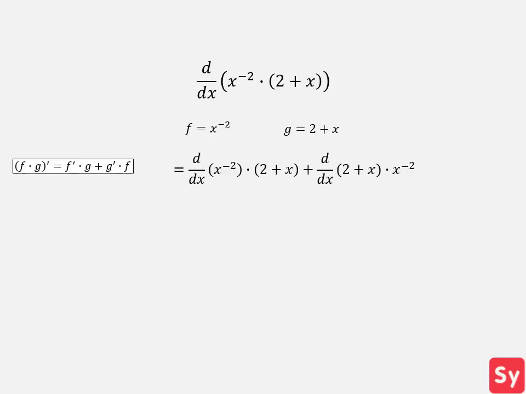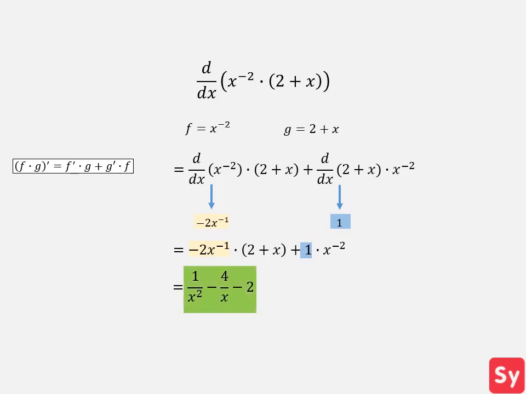We will first compute the derivative of x to the negative 2. Using the power rule, this equals negative 2 times x to the negative 1. Next, we compute the derivative of 2 plus x. Using the sum difference rule, the constant rule, and the power rule, we get 1. Next, we plug in these values. We can now simplify this answer to equal 1 over x squared minus 4 over x minus 2.